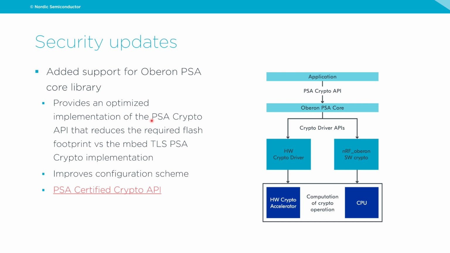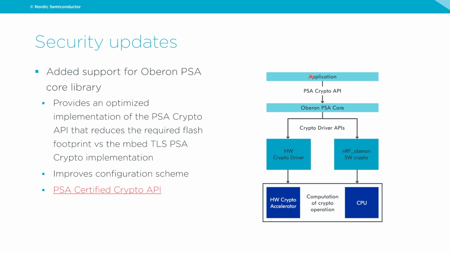And the key benefits of this PSA core library, PSA Crypto API implementation, are a smaller flash footprint compared to the Mbed TLS PSA Crypto implementation. It also offers an improved, simplified configuration scheme. And this implementation has obtained PSA Certified Crypto API status.